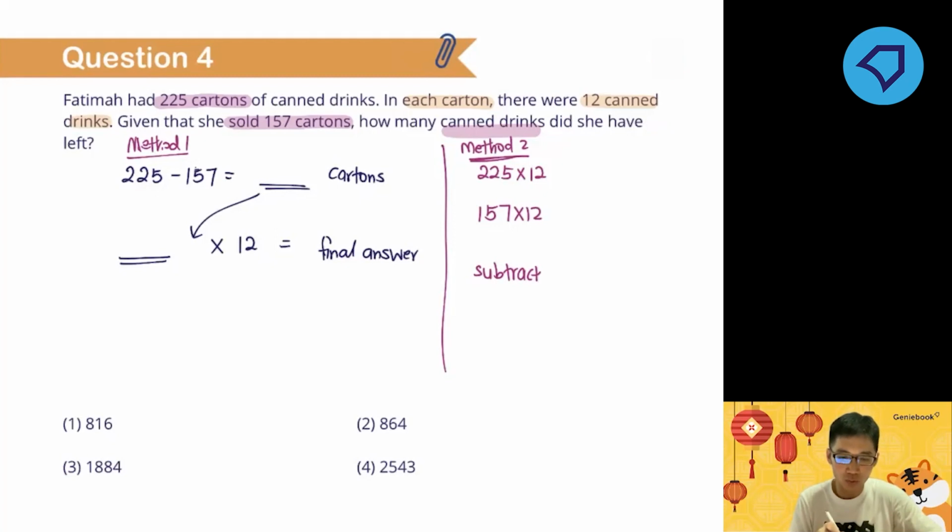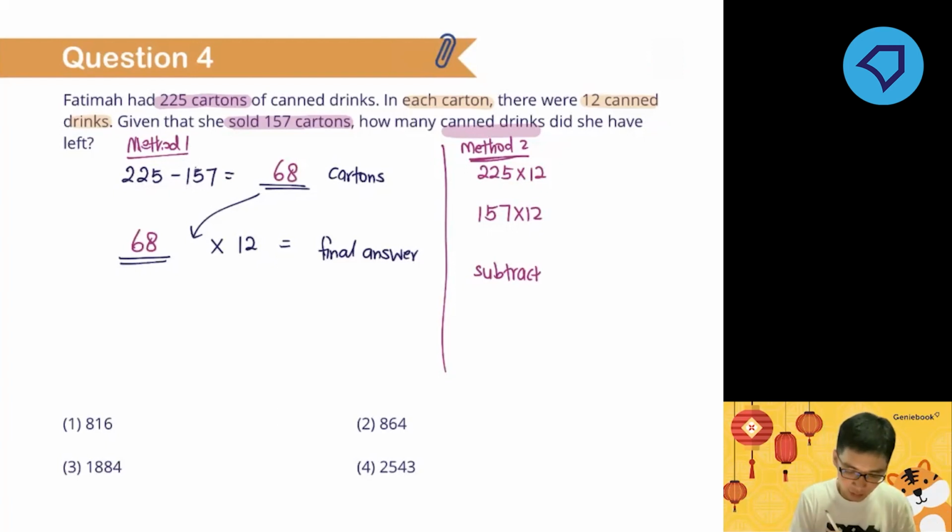So I take the total number of cartons, 225, and we subtract 157 first. So this would give me 68, right? Fatima had 68 cartons, or you can think of it as boxes, 68 boxes left. And in each of these boxes or cartons, there were 12 canned drinks. So therefore, I'll take 68 times 12.